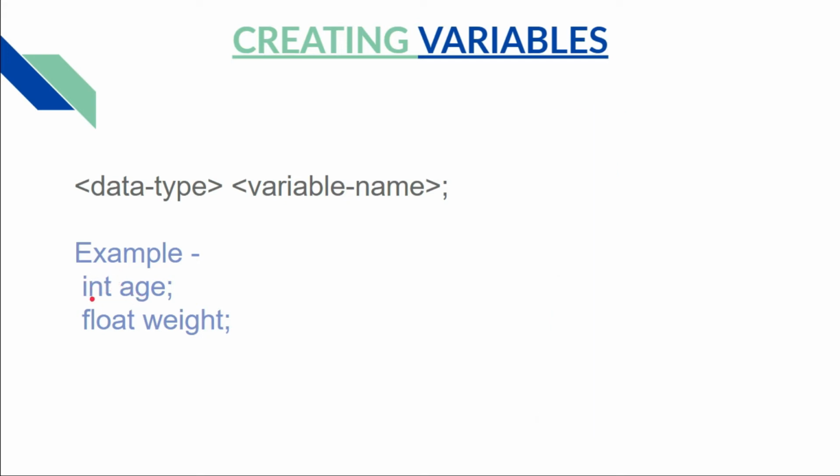The name of the variable is our choice, like float weight. Our weight can be of decimal type, but our age cannot be of decimal type, so we have taken int here, and for the weight we have taken float. A variable can be explained by the following terms.